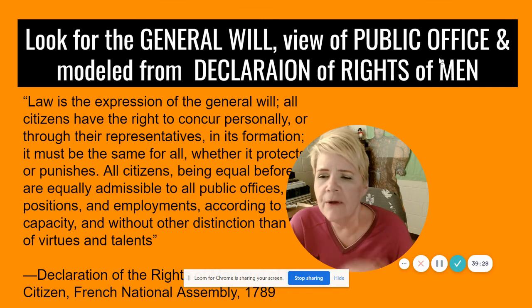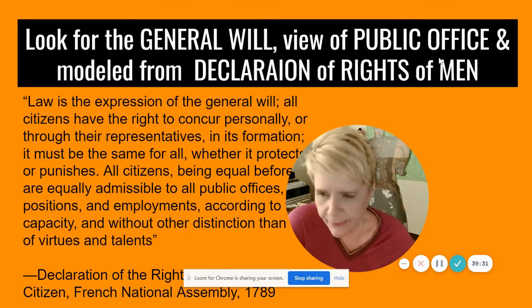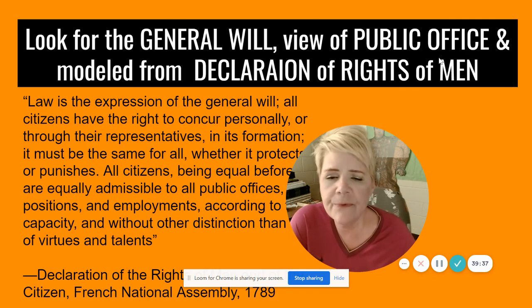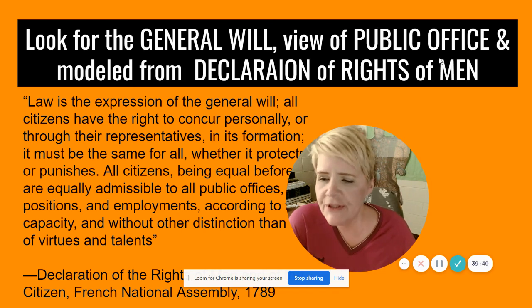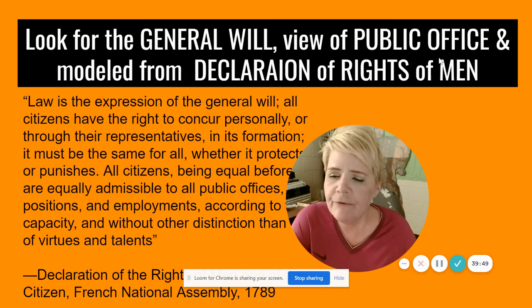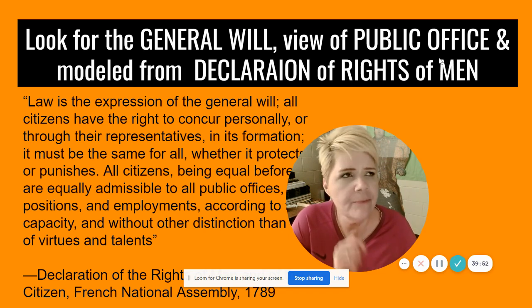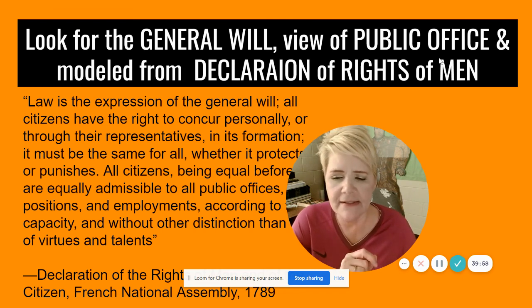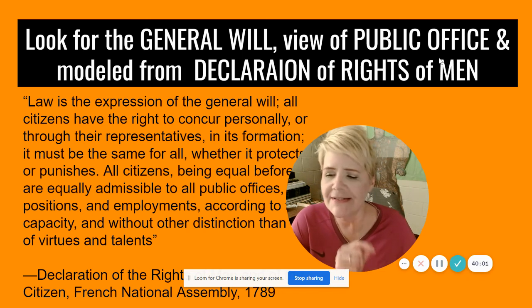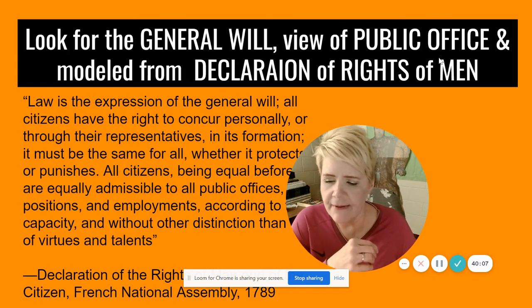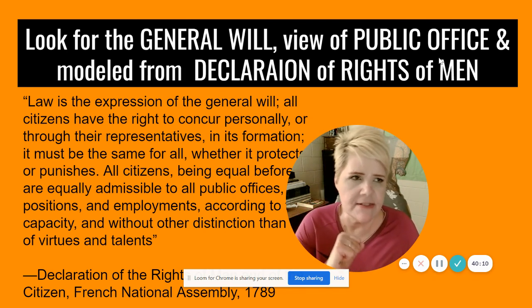Okay. So law is an expression of the general will. All citizens have the right to concur personally or through their representatives in its formation. It must be the same for all, whether it protects or punishes. All citizens being equal before it are equally admissible to public office, positions, and employments according to their capacity and without other distinctions than their virtues or their talents. Declaration of the Rights of Man and Citizen, French National Assembly, 1789.